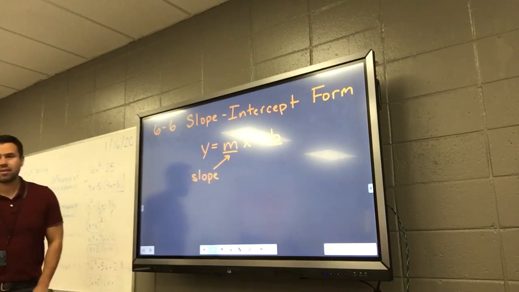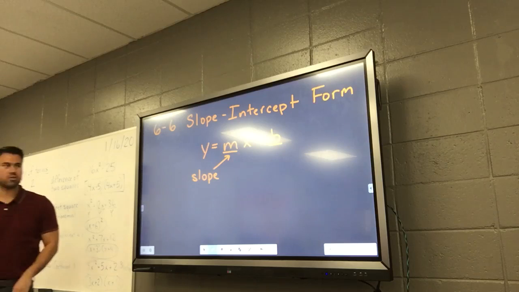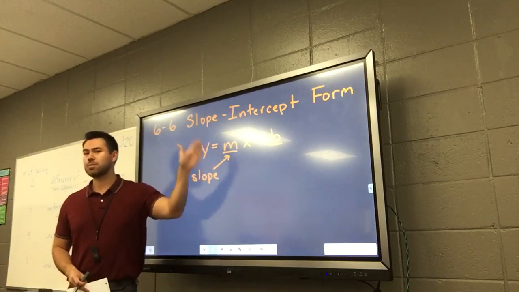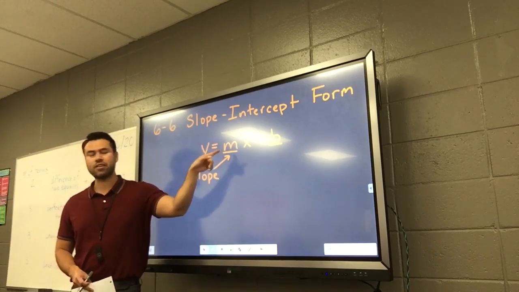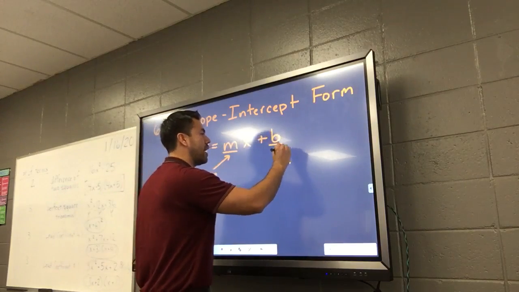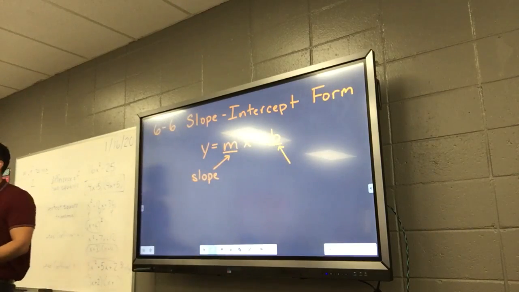That's your slope. And your slope can be a whole number. It can be an integer, like a negative whole number, or the opposite of a whole number. Or it could be a fraction. Your slopes can be fractions, like 1/3, negative 2/5. But we also have another value called the B value, and that's a special number.